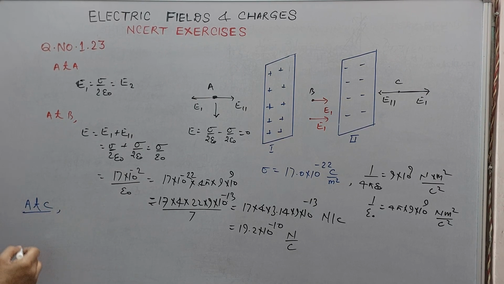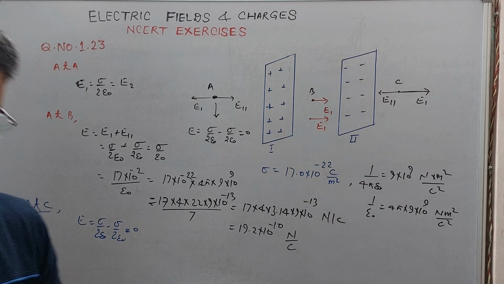At C, both fields are equal and opposite, sigma upon 2 epsilon naught and sigma upon 2 epsilon naught, so the net is equal to 0. So now the exercise on electric field and charges is over.